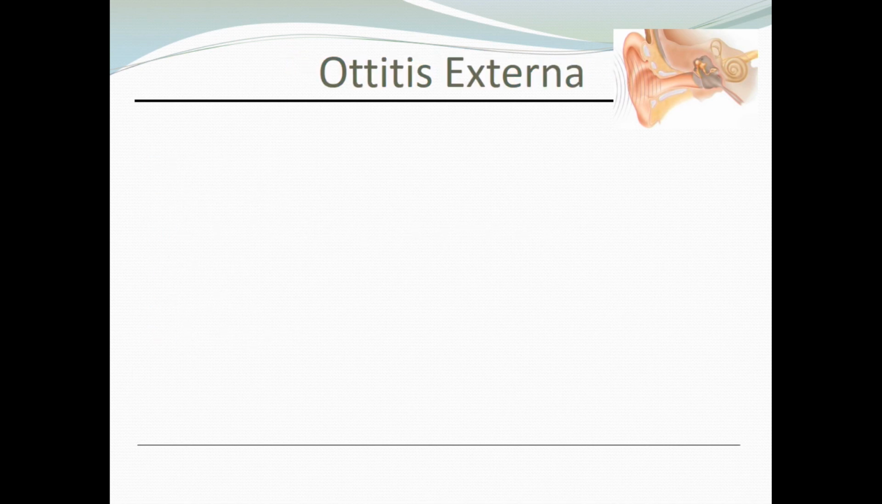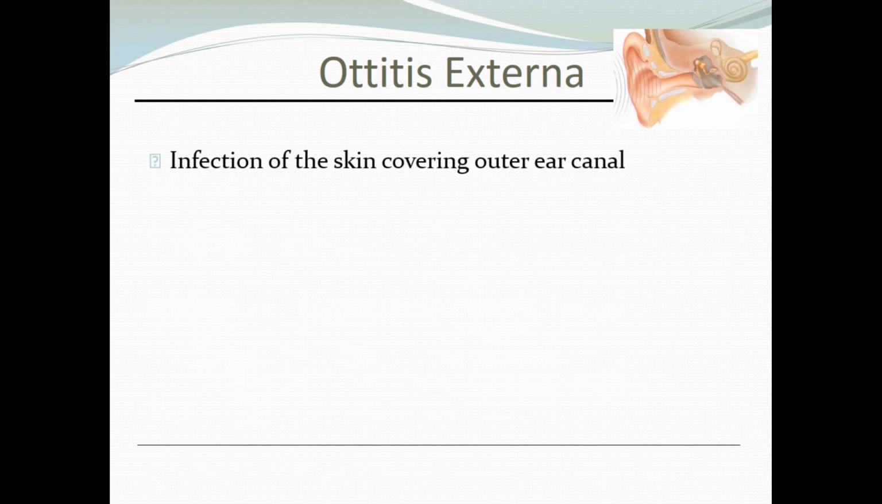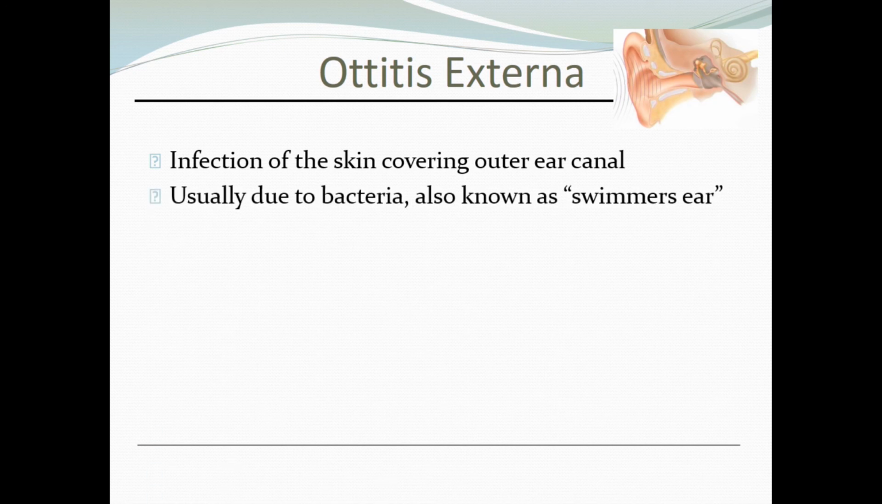So let's start with otitis externa. That's the infection of the skin that covers the outer ear canal. So bacteria is the main culprit, and usually bacteria will get in there due to water. That's why we commonly call this swimmer's ear, because when you're underwater a lot, especially in a lake or an ocean where there's a lot of bacteria, then you're going to get water sitting in there. And the wax is nice and moist, and nice, moist, dark places create a good living place for a lot of bacteria.